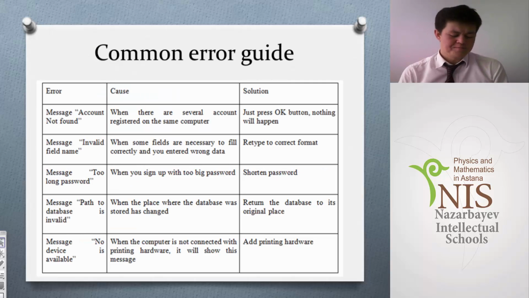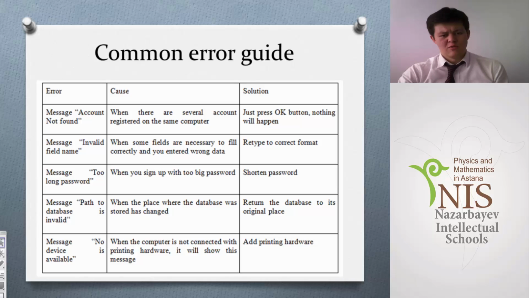Common error guide. This is also a very important part, because we know when we buy a new phone, or for example a new car, if you find some problems or some unknown messages, you don't know what to do. So in this case, the clever developer should put in the user manual a special document called a common error guide. In this document, the user can find the message about the error, the cause, and how he can solve it. So let's look here.